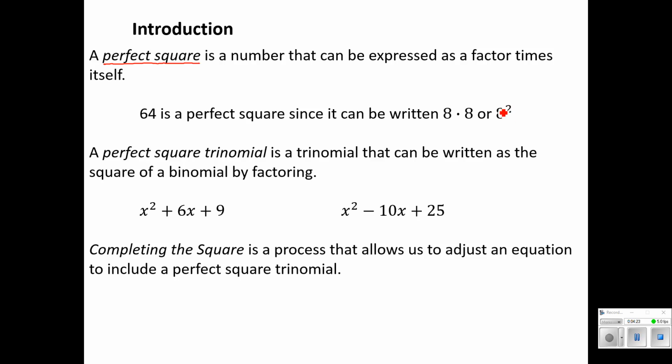A perfect square trinomial is a trinomial, and that just means it has a squared term, an x term, and a number, right? 3 pieces to that expression. It can be written as a square of a binomial by factoring. So if we were to factor x squared plus 6x plus 9, the result of our factoring would be x plus 3 times x plus 3. So we could in turn write that as x plus 3 squared.